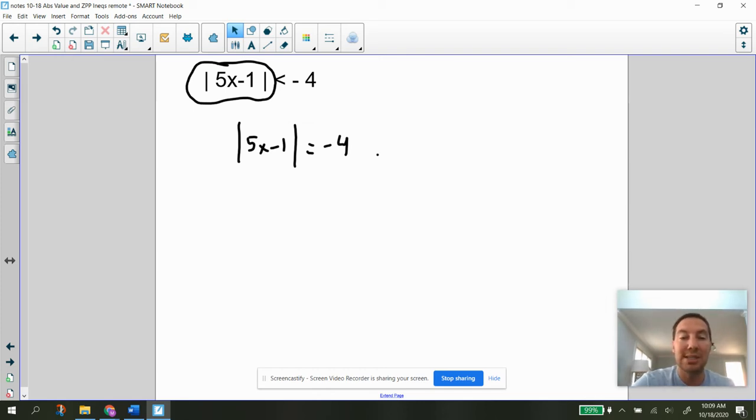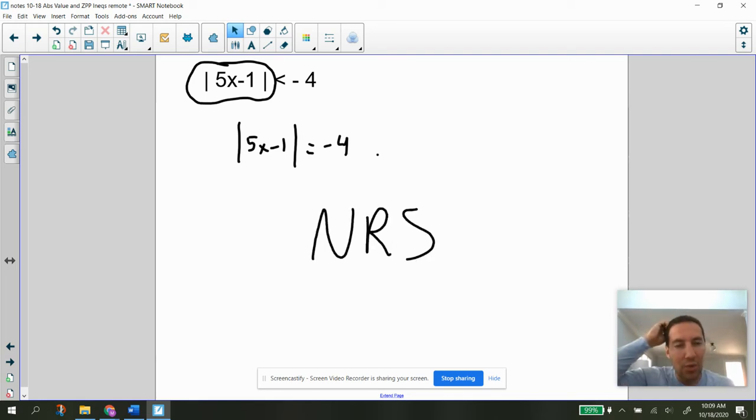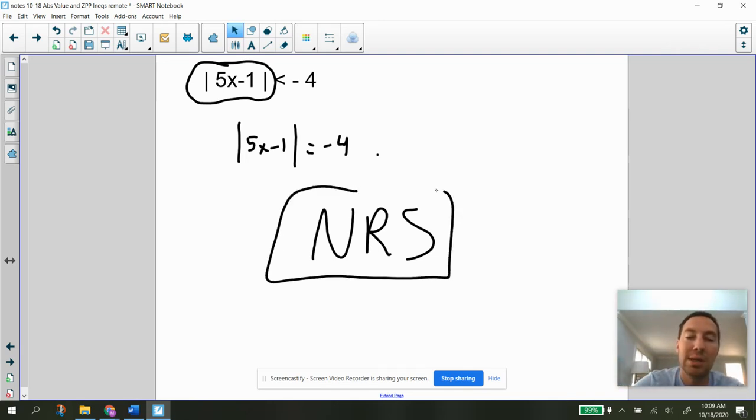So you should actually stop right here, do a little thinking, and realize that this one has nothing that will work, because no number you plug in will ever be smaller than a negative. So this one is no real solution. So even though I'm giving you some strategies, you still want to stop and think, especially when you see a negative equal to an absolute value. All right, that was the absolute value portion. Let's do a little ZPP. You're going to see that the steps are very similar.